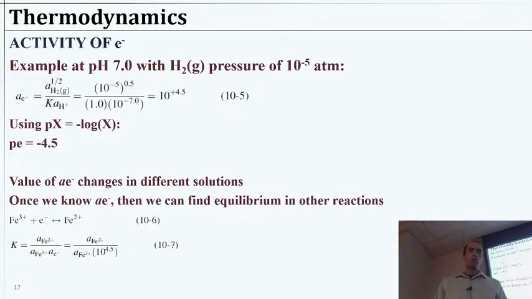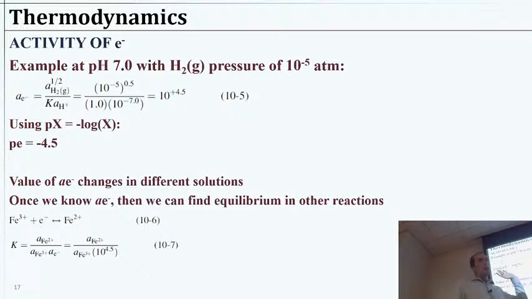Of course, we could also use the P as a log function, like pH, pX. In this case, we could say pe is negative 4.5. So similar to the pH scale, we'll have a pe, and here we have a value for this system: pe is equal to negative 4.5. That would be the negative log form of the activity of electrons in that particular case.